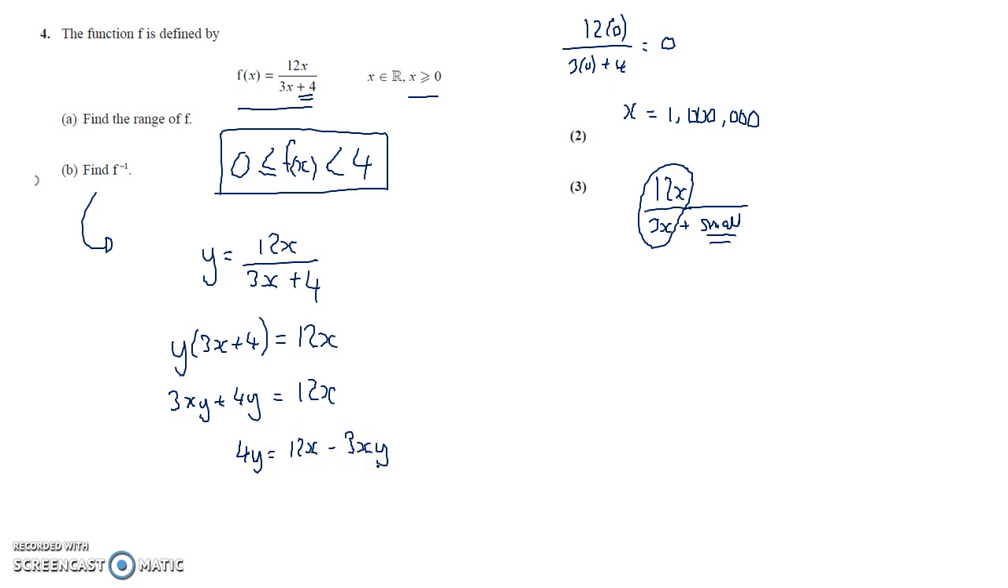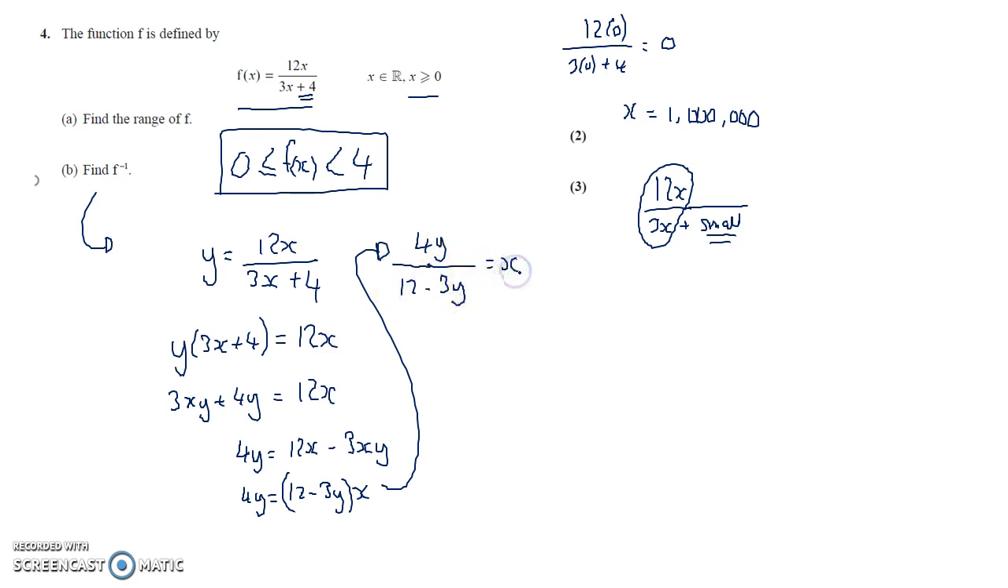Here's the magic bit where we can turn two x's into 1. We're going to factorise out the x, so 4y equals 12 minus 3y, factor out the x, and we're making x the subject, so I'm going to divide through by that. I'm going to have to carry on up here, otherwise I'm running out of room. So 4y divided by everything in that bracket equals x, and at the end I just swap the x's and the y's to get my inverse function.